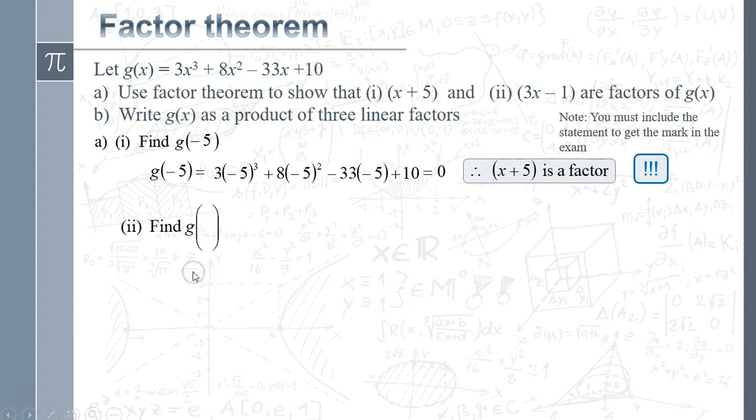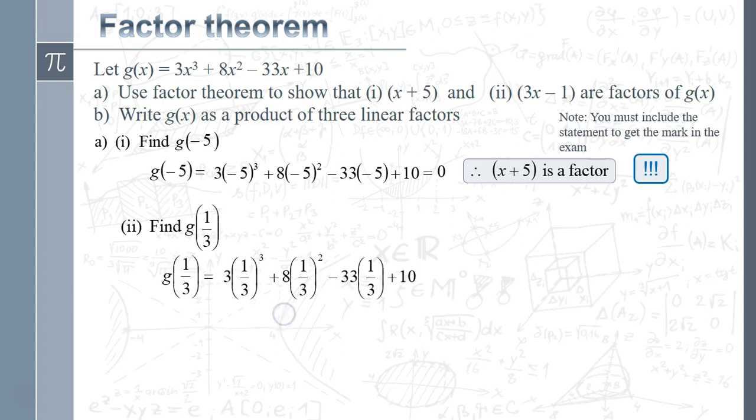So let's now have a look at part 2. What we're going to do now is think, well, if we're going to prove that 3x minus 1 is a factor, what would be our root coming out of there? And hopefully realise that coming out of there would be a third. So let's bang in g of a third. Let's put a third into it. Here we go again. There it is. And look, what do you know? That equals 0. And there's our accompanying statement.